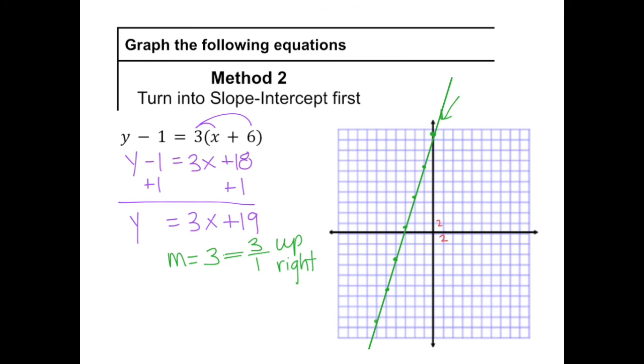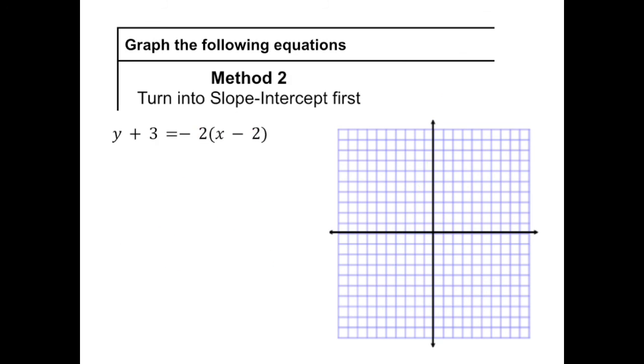So there's the graph of y minus 1 equals 3 times x plus 6, or y equals 3x plus 19. Again, this equation in point slope form would graph the same line if I use the first method as if me just using the second method of turning it into slope-intercept form first. Let's try that second method again with this problem.